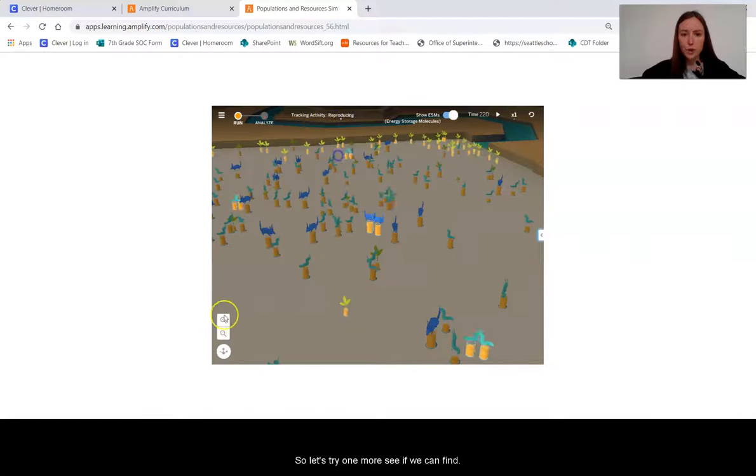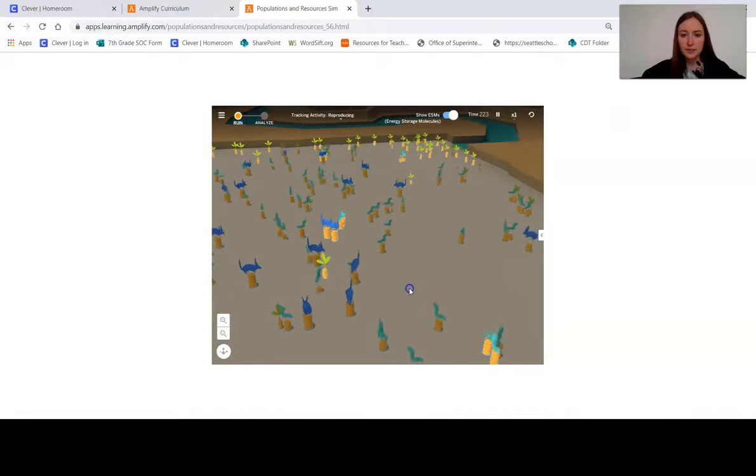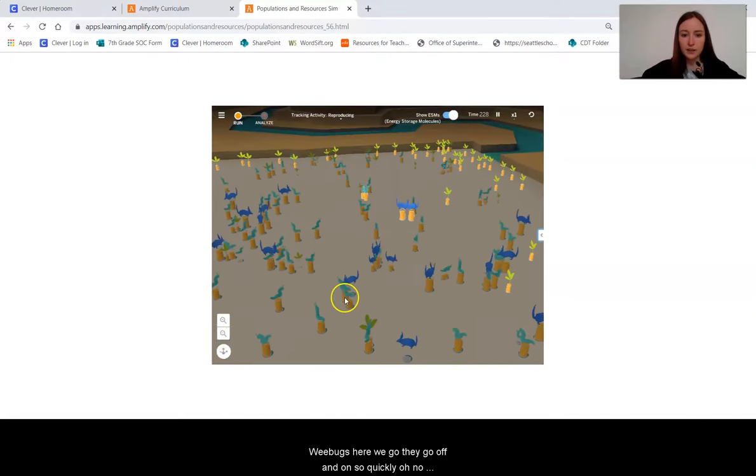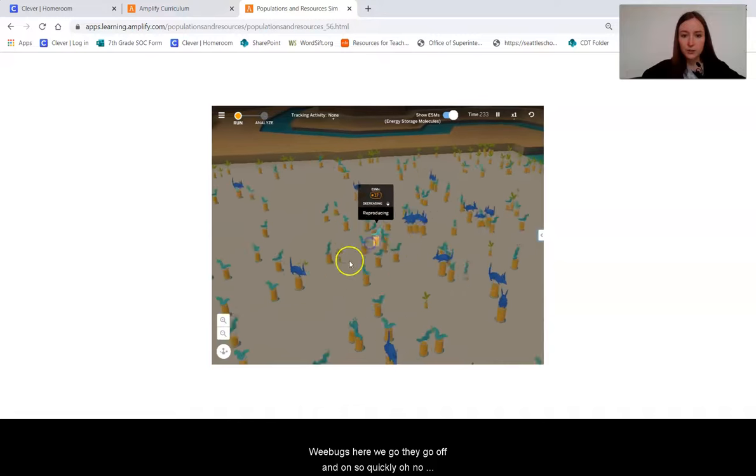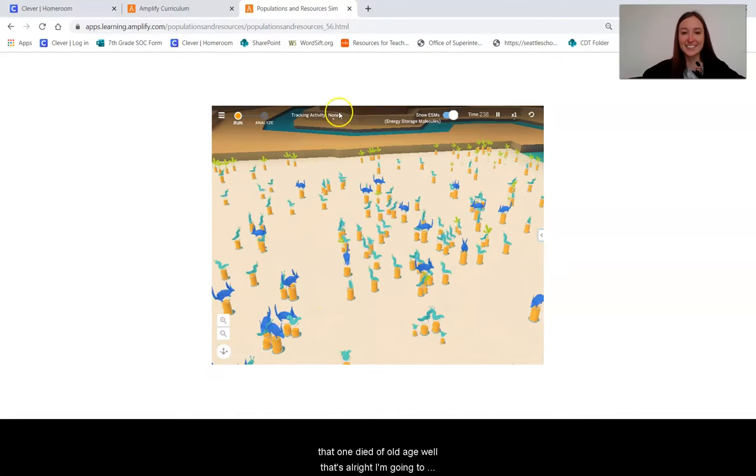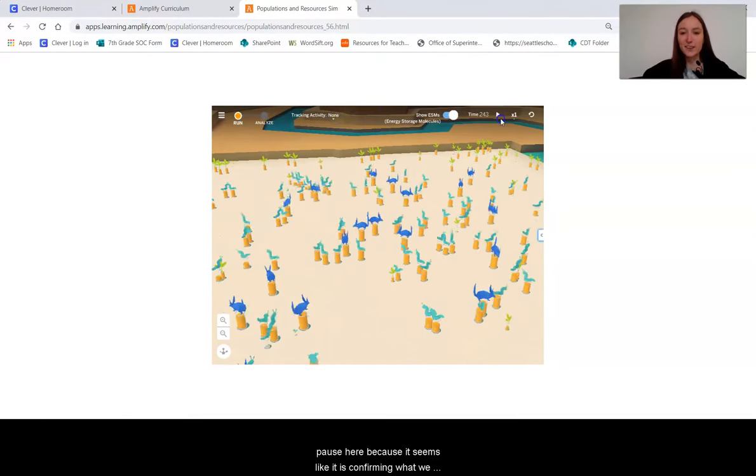So let's try one more, see if we can find some wee bugs. Here we go. They go off and on so quickly. Oh no, that one died of old age. Well, that's all right. I'm gonna pause here because it seems like it's confirming what we were thinking, that these organisms are using energy to be able to reproduce. So in a moment, we're gonna get back to our investigation and see how different amounts of energy affect the ability of the yeast to reproduce.